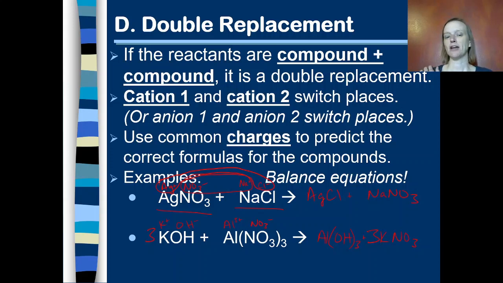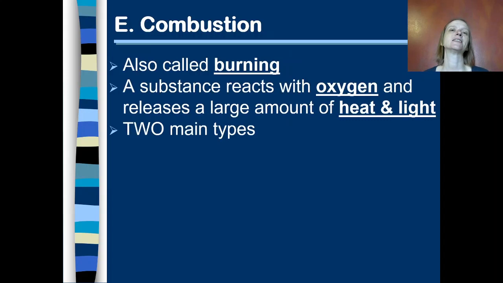Just one more type of reaction, and this is combustion. I alluded to this earlier. Combustion is a little more complicated, in part because there are 2 versions of combustion. Combustion is just a fancy word for burning. It describes a substance reacting with oxygen in a way that releases a large amount of heat and light. So rusting is also combining with oxygen, but it doesn't release a large amount of heat and light. Not everything that involves oxygen is combustion.